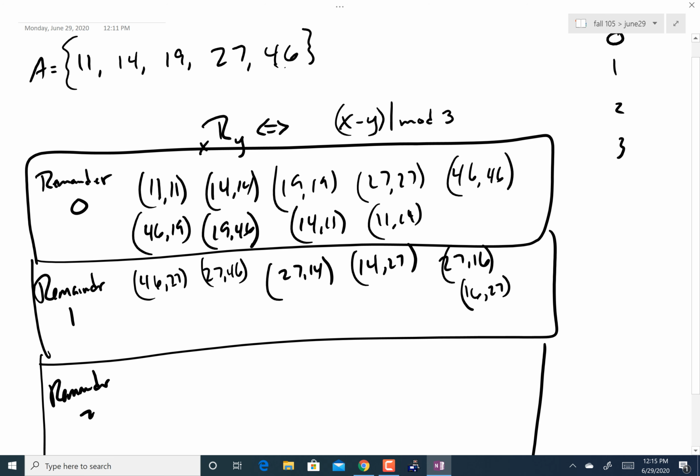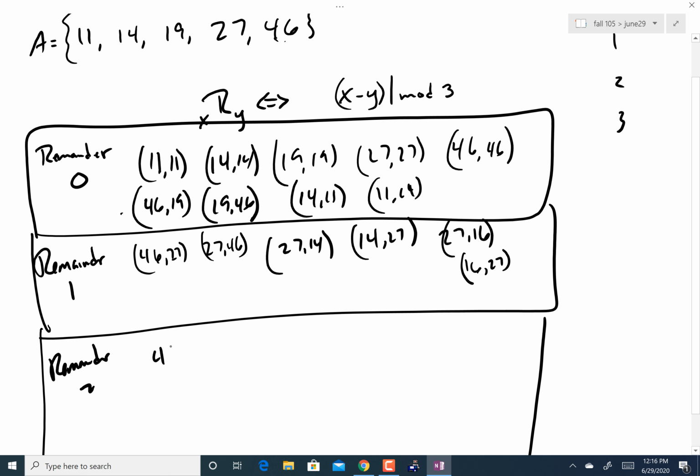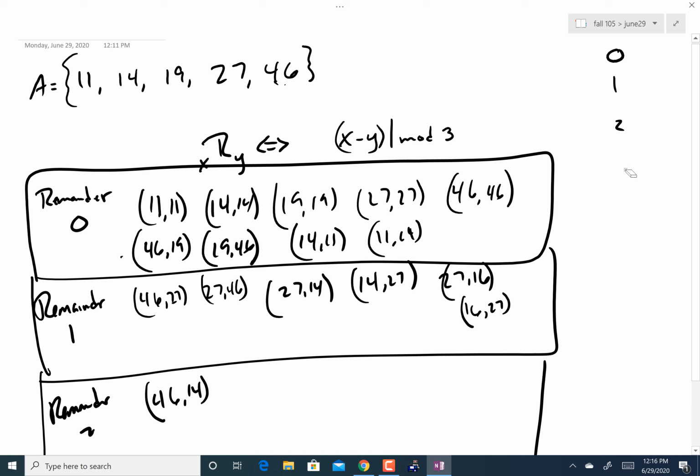All right, so let's continue on. So I want a remainder of 2. Now I know it can't be 46 and 27. I've already used that. 46 and 19 already shows up here somewhere, yes? So it can't be that. 46 and 14 gives you 32. That works. So 46 and 14, okay? And, oh, by the way, you can't have a remainder of 3. If it's mod 3, it's 0, 1, and 2 for remainders. I knew something was a little goofy there. Now, let's continue on, shall we?